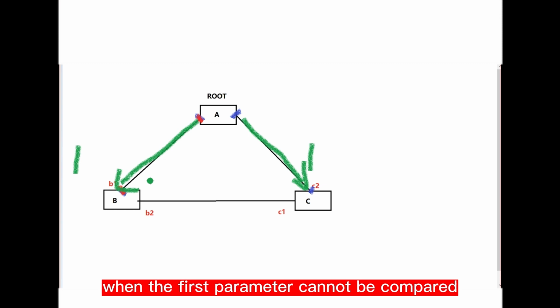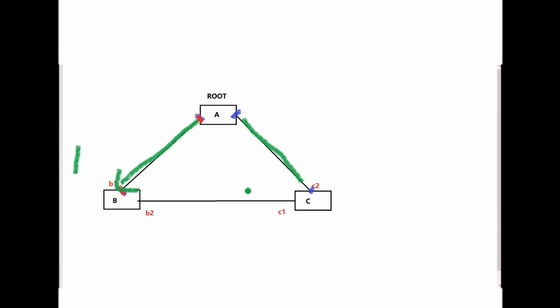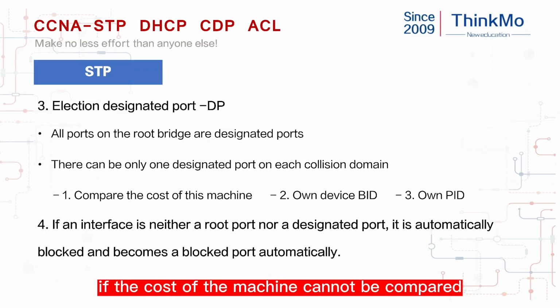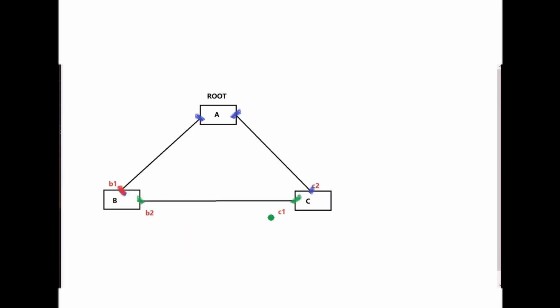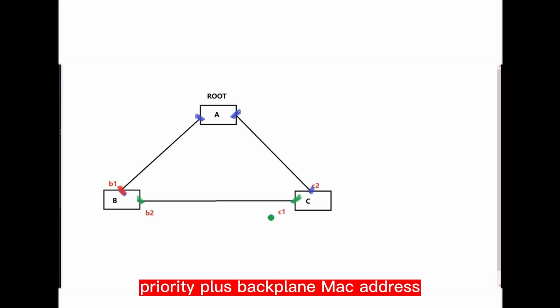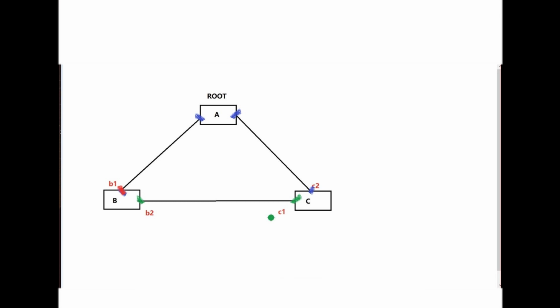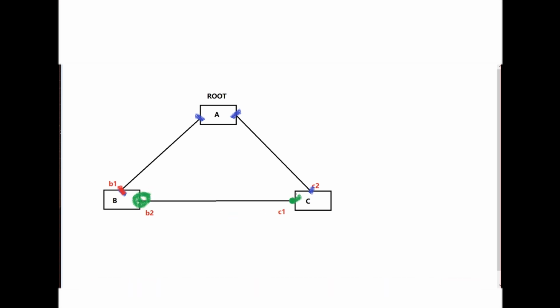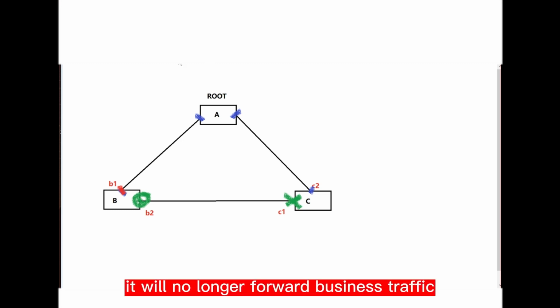When the first parameter cannot be compared, we're going to do a second parameter comparison. We still have to compare two devices. If the cost of the machine cannot be compared, we will compare the bridge ID of our own device. We'll still compare priority plus backplane MAC address, and the smaller the better. Assume that the MAC address of device B in this figure is smaller. Then this interface will become the designated port. This port will be blocked. It will no longer forward business traffic.